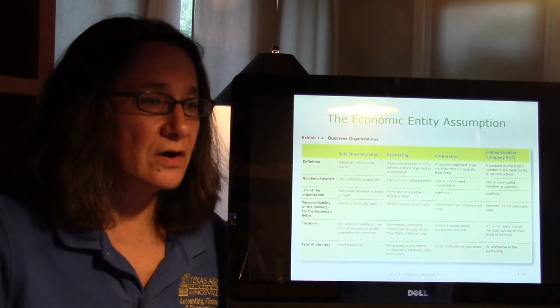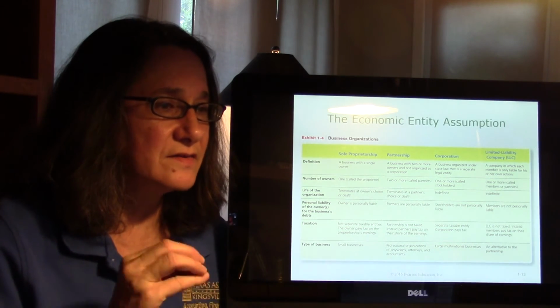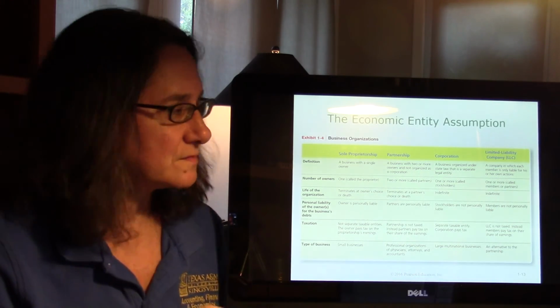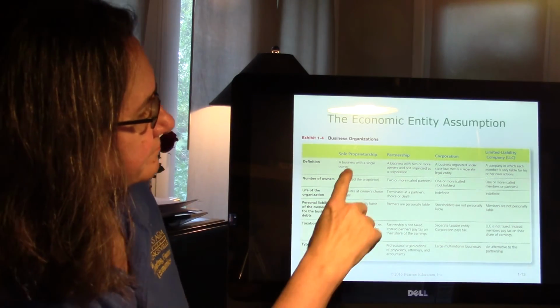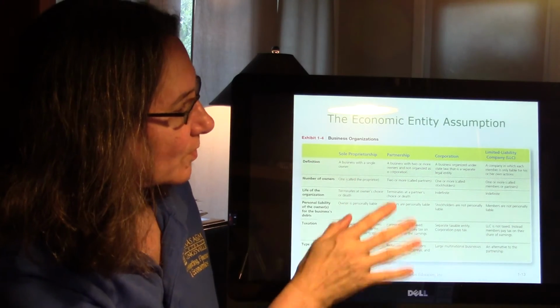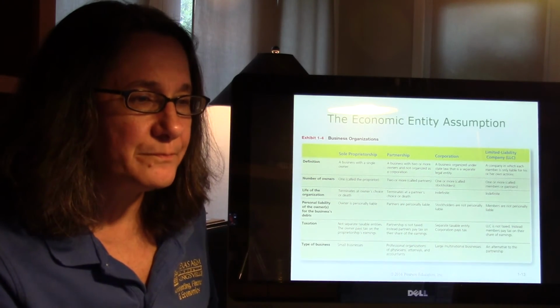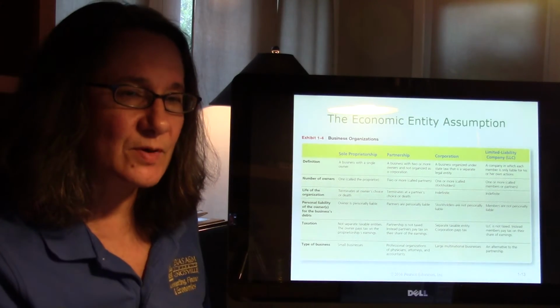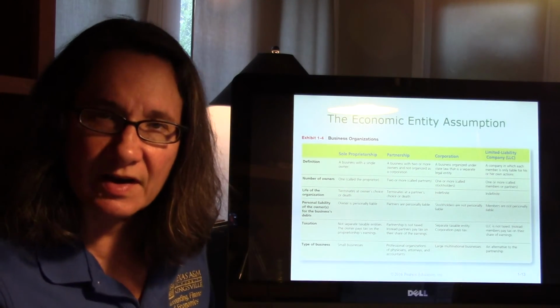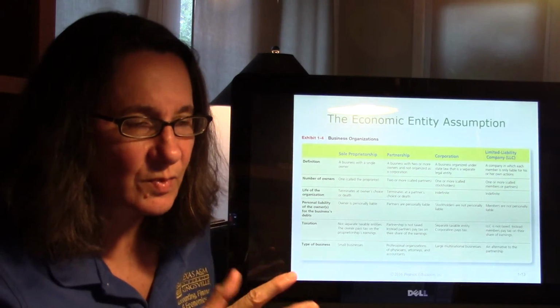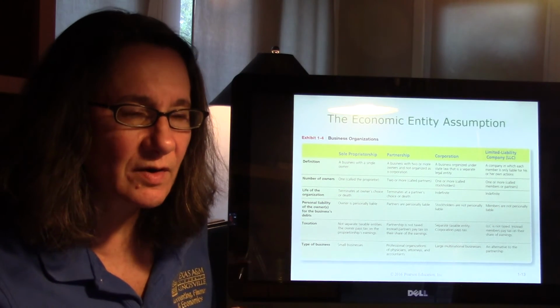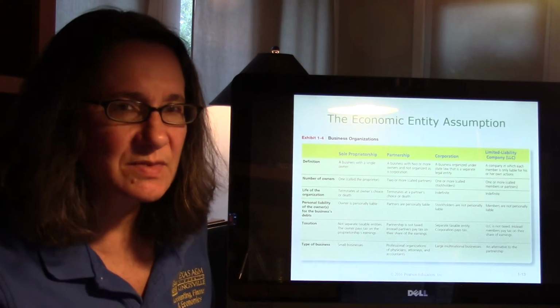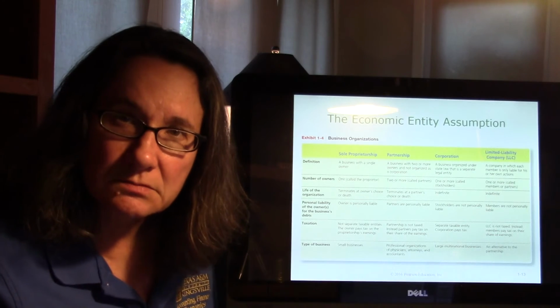Now, there are lots of different kinds of organizations. A corporation is just one. We're going to talk about a few others, but for purposes of this class, most of the time we're going to deal with a sole proprietorship or a corporation. We're going to talk mostly about corporations because we're going to assume they have stock.